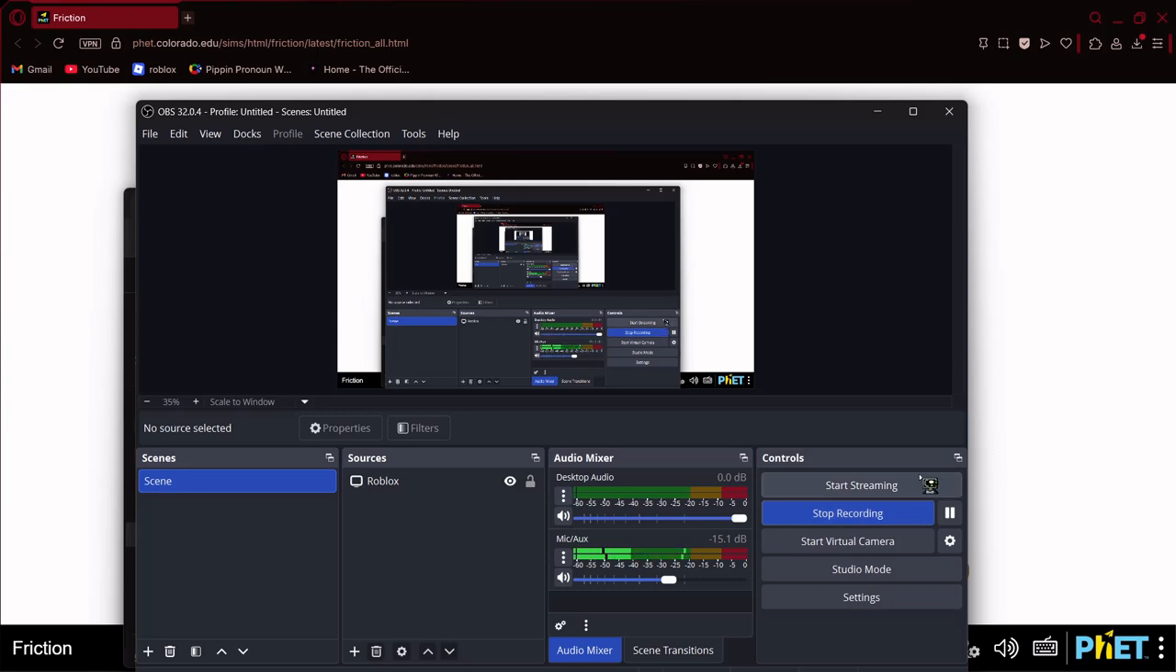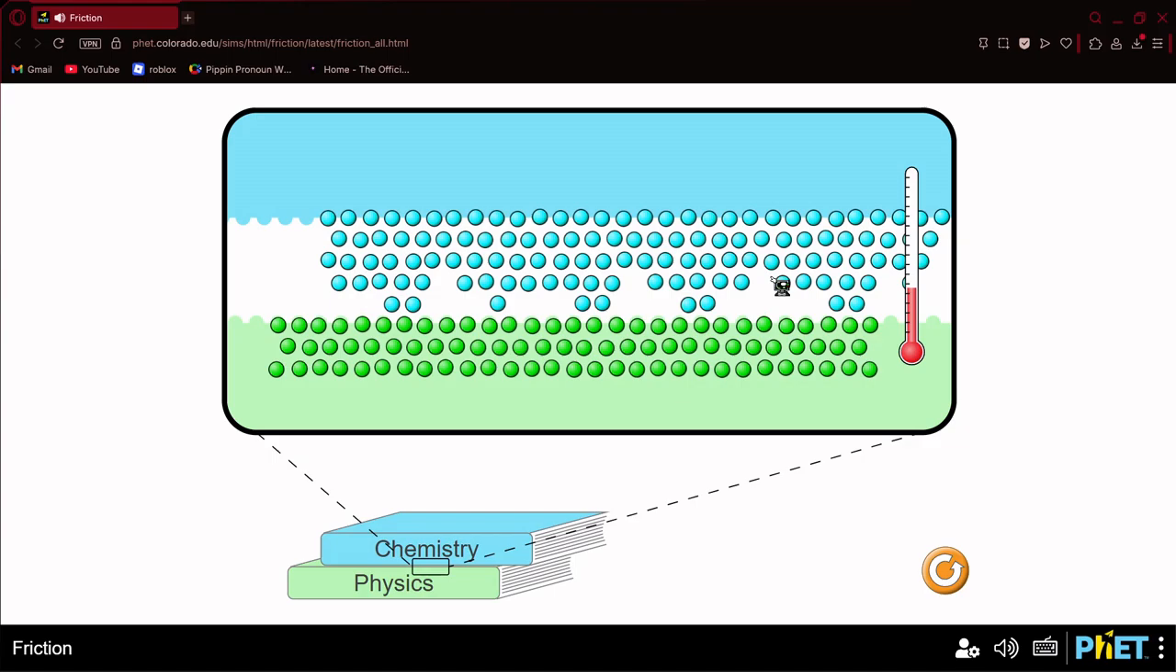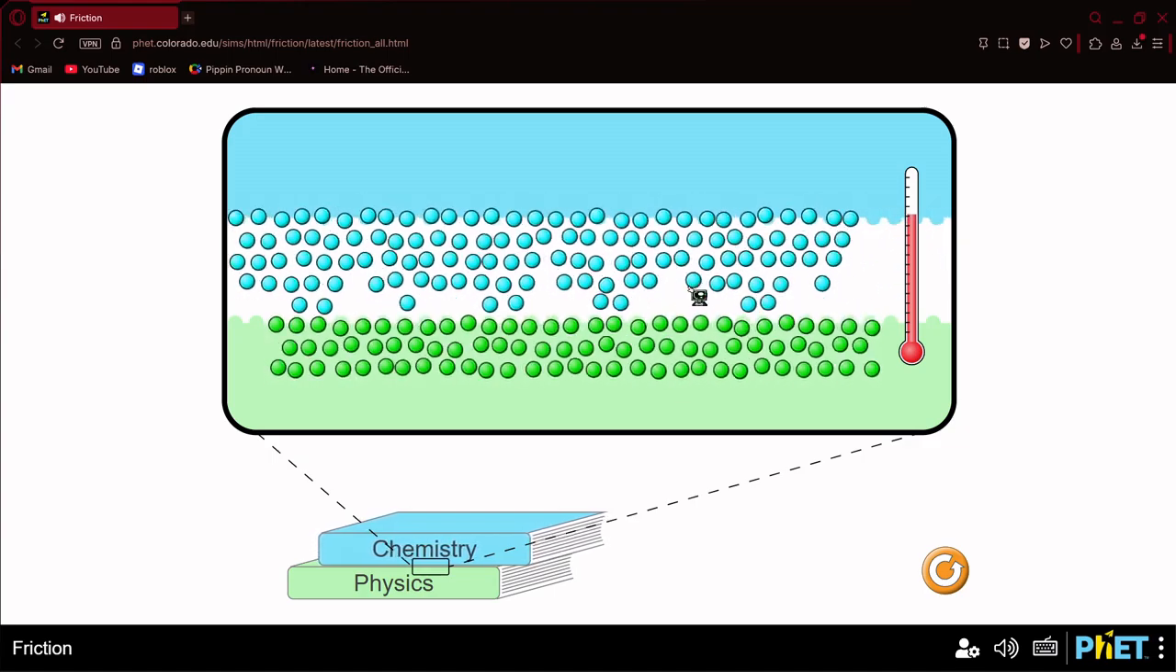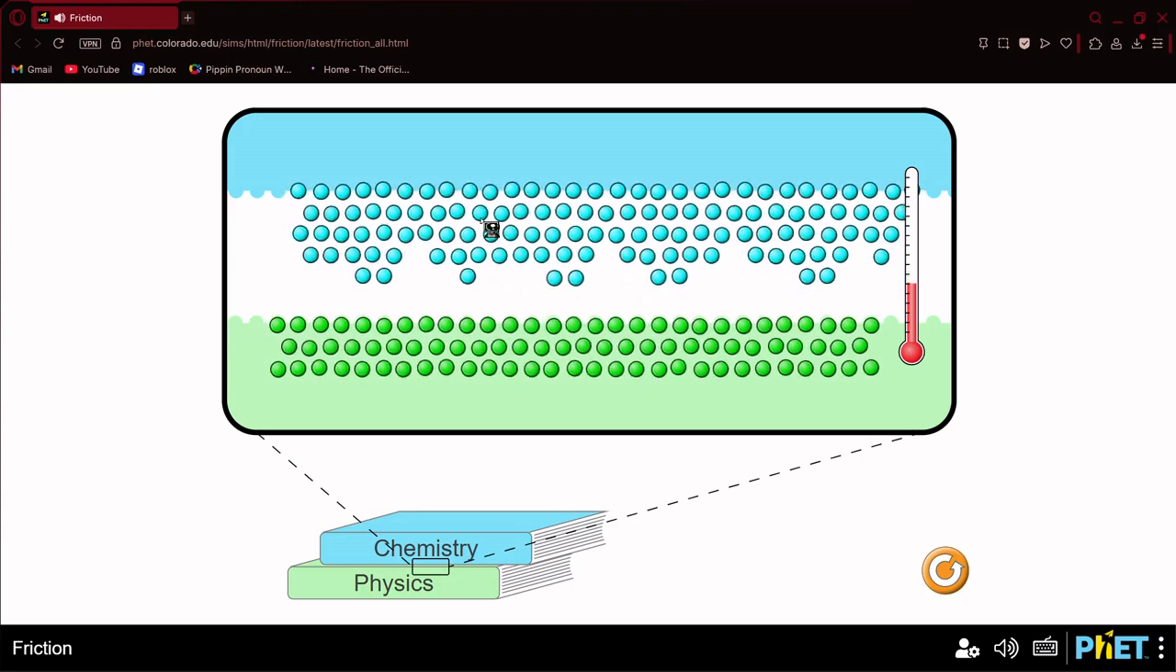Alright, I have found a PhET lab, actually, that can help show some things. So, you may have seen this probably in chemistry or earlier in physics class. I'm pretty sure we actually use this in physics. I don't remember. But as you can see, when you rub them together, they shake a lot more, and that's because the friction generates energy in the form of heat, as you can see here.